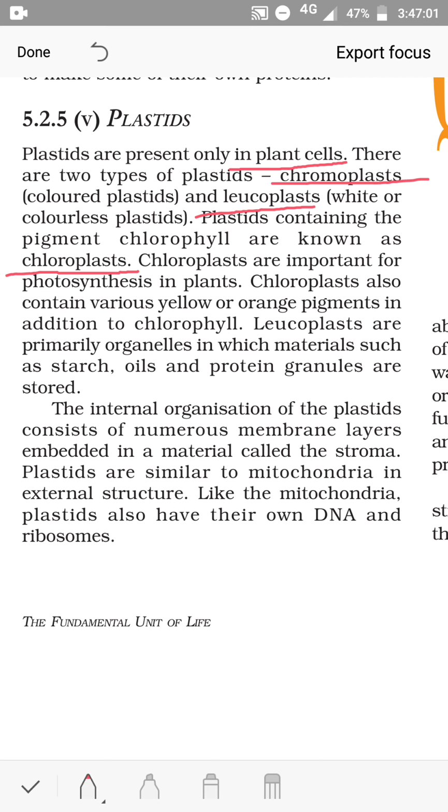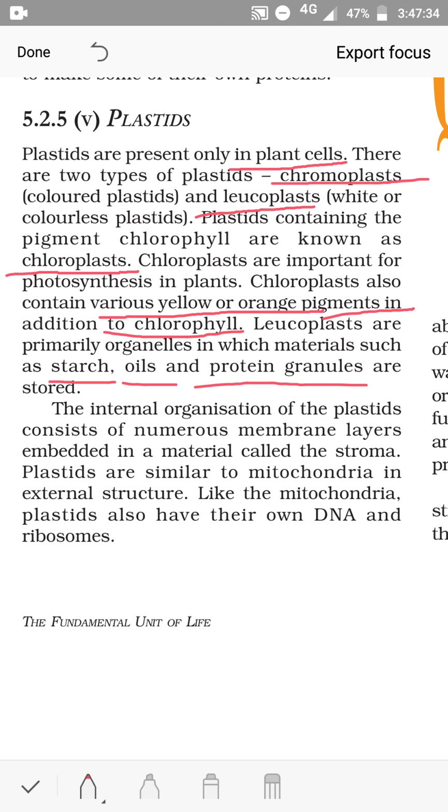Chloroplasts also contain various yellow or orange pigments in addition to chlorophyll. Chlorophyll is the green pigment, and along with that they contain yellow or orange pigments also. Leucoplasts are primarily organelles in which materials such as starch, oils, and protein granules are stored. So leucoplasts mainly help the plant to store materials such as starch, oils, and protein granules.